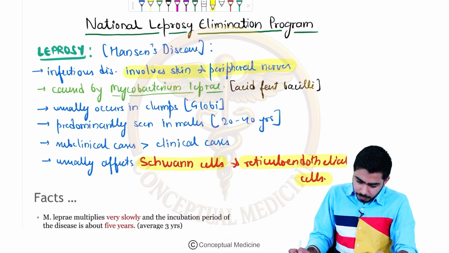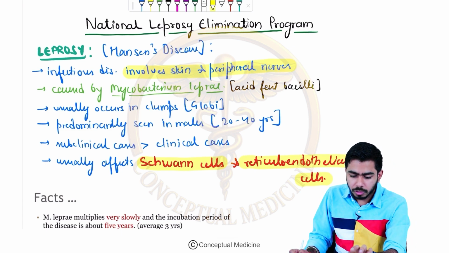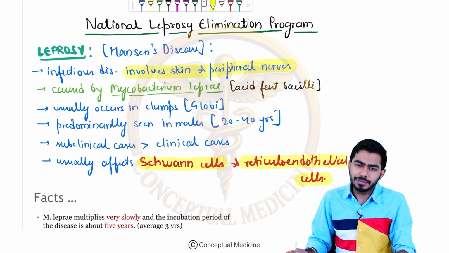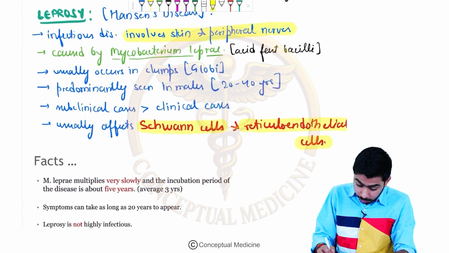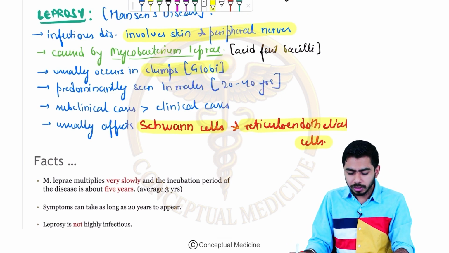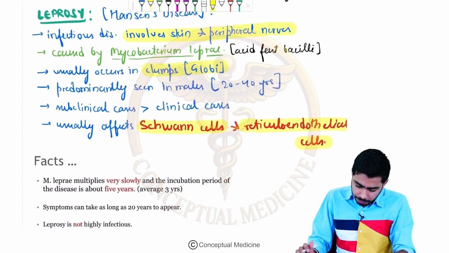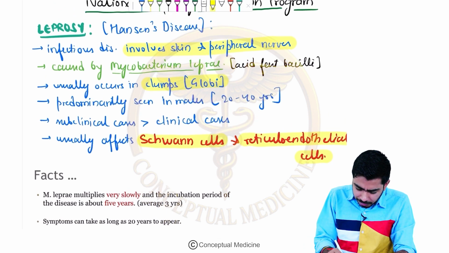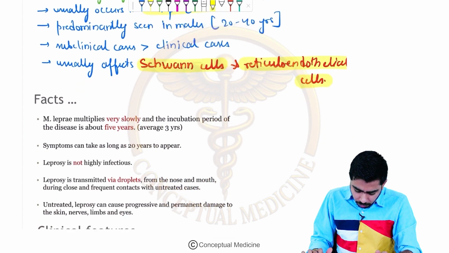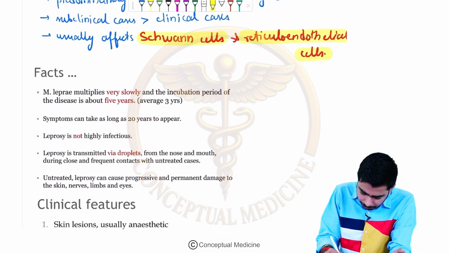Okay, guys. Now we shall be talking about some other important points about leprosy, right? This is also an important point, guys. Please remember that they usually occur in clumps, which are called globi, right? Mycobacterium leprae I don't think they will be asking you, because that is a very easy question, right? So let's talk about some of the facts.